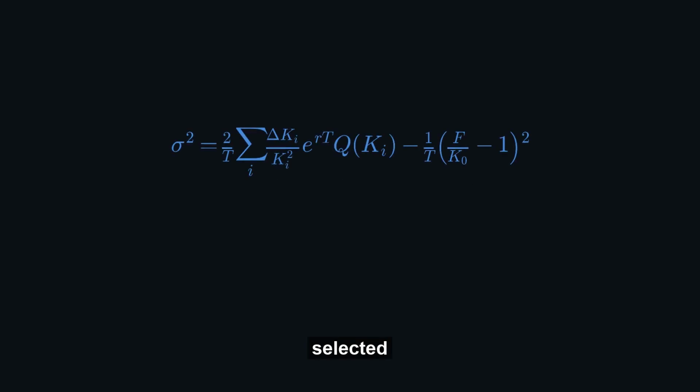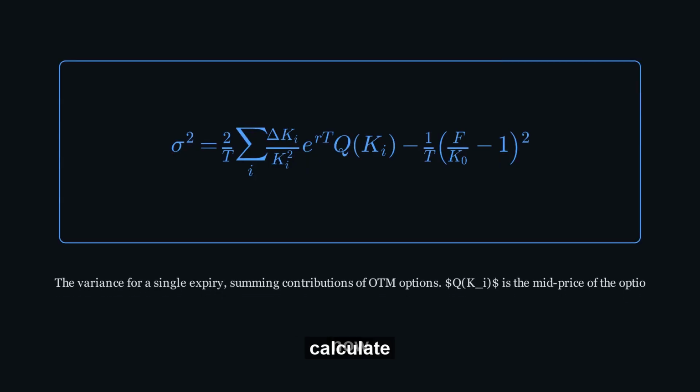With our options selected and forward price determined, we can now calculate the variance for each individual expiry. The core of the VIX calculation involves summing the contributions of all out-of-the-money options. For a single expiry, the variance, $\sigma^2$, is given by a summation that includes the mid price of each option, its strike price, and the interval between strikes. This formula effectively weights each option's contribution based on its market price and its position relative to other strikes, providing a comprehensive measure of expected price dispersion.